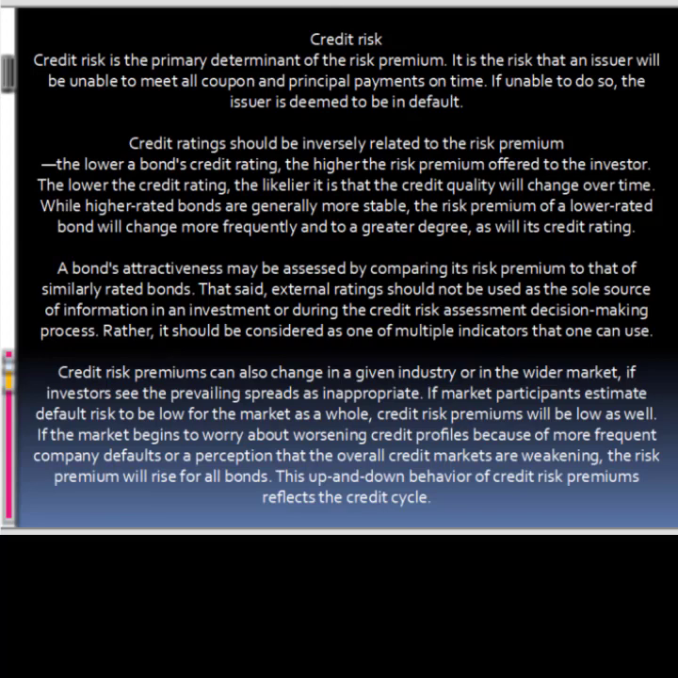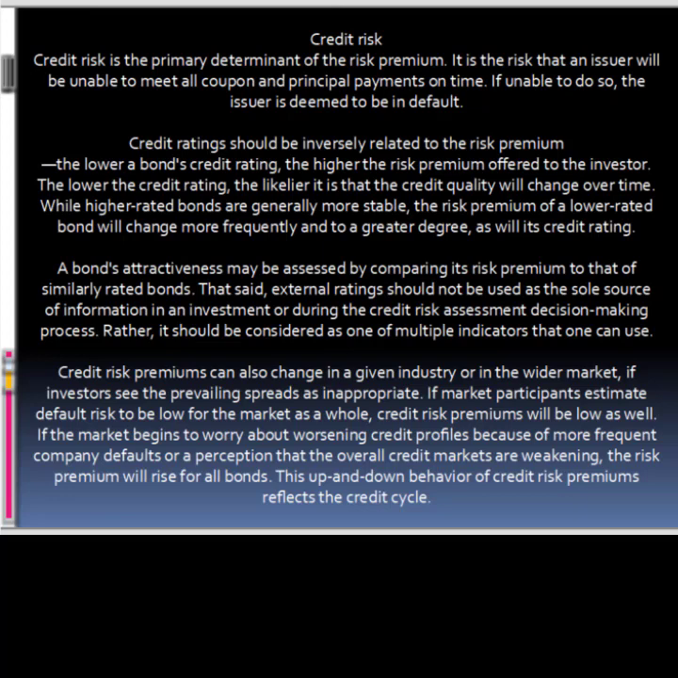Let's start with credit risk. Credit risk is the primary determinant of risk premium. It is the risk that an issuer will be unable to meet all coupon and principal payments on time. If unable to do so, the issuer is deemed to be in default. So basically, when you buy a bond of a corporate, you are expecting that they can pay the coupons and at maturity give you back the money you invested. If for some reason this is not possible, we consider a technical default.